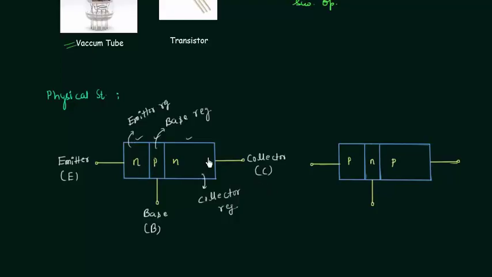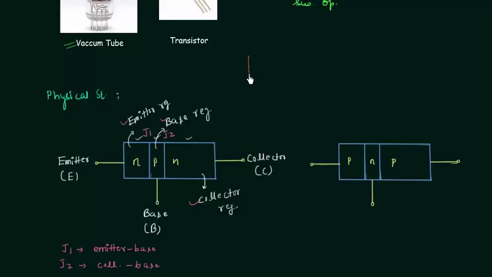As we have 3 regions, 2 junctions are formed. Let's say this junction is junction J1 and this junction is junction J2. Junction J1 is formed between emitter region and base region. Because of this, we call junction J1 emitter base junction. Junction J2 is formed between collector region and base region. Because of this, junction J2 is called collector base junction.